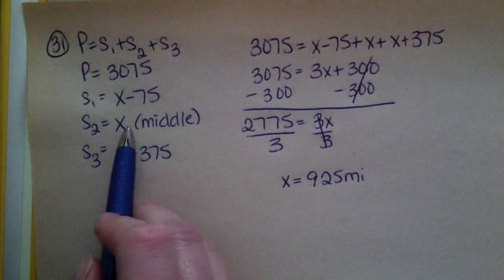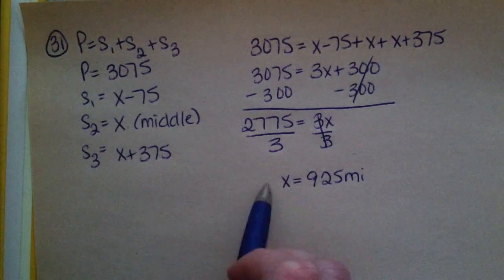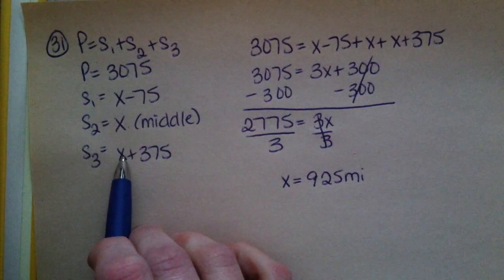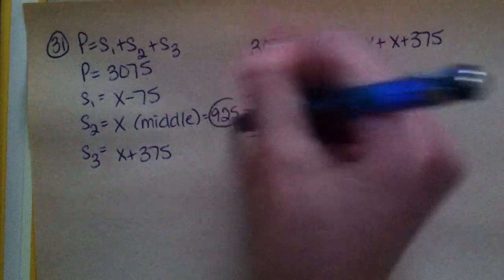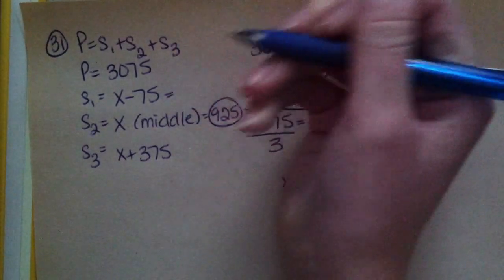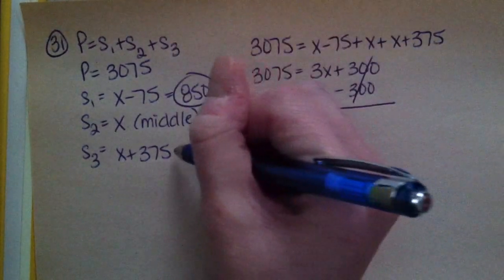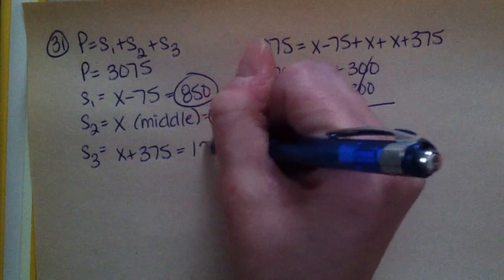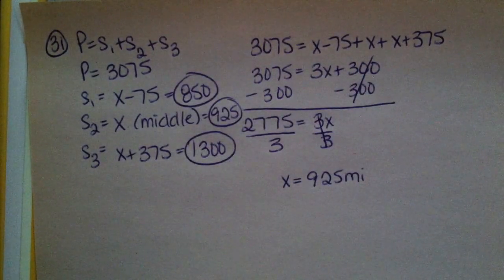So that's the middle. Now to solve for the shortest and the longest, I take the value of x and I plug it into the other 2 equations. So I have 925 for the middle. Take that value minus 75, I get 850 for the shortest. Take the 925, add 375, and I get 1,300 for the longest, which are the answers that you see on the lecture slides.